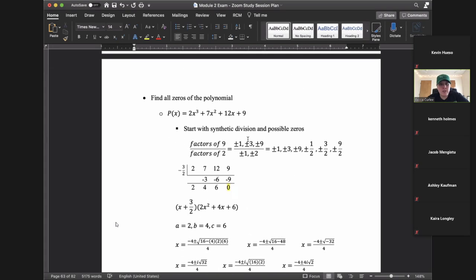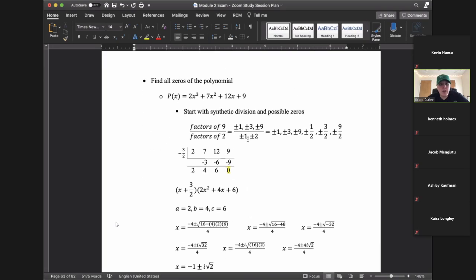All right, find all zeros of the polynomial. We're given that p of x is 2x to the third plus 7x squared plus 12x plus 9. So we'll start with synthetic division and finding possible zeros. We're going to take the factors of 9 over the factors of 2, and that gives us all these candidates for possible zeros.